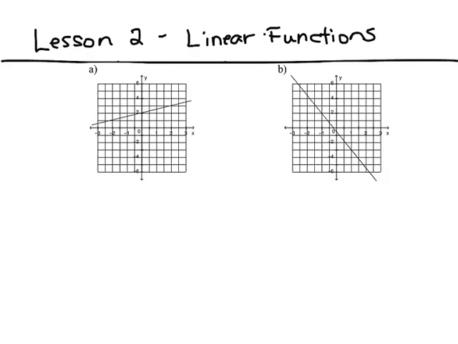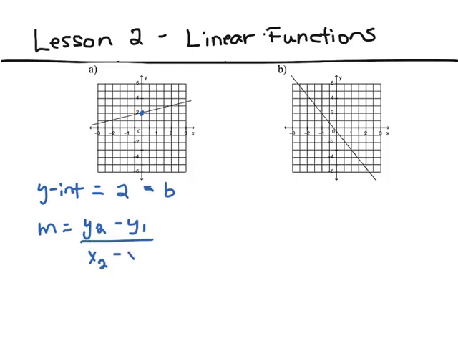Okay, writing an equation for a line isn't very hard. You have to determine the y-intercept and the slope. So for the first one, our y-intercept is 2. So that's our b value. Now we have to find our slope. The way that we find that is we take y2 minus y1 over x2 minus x1. So we need to pick 2 points on the line.